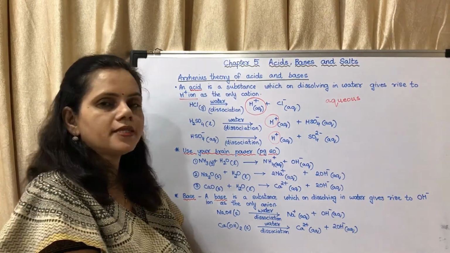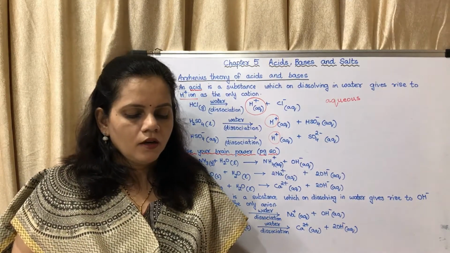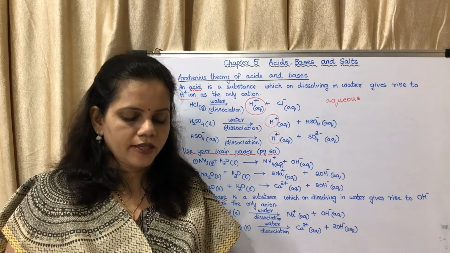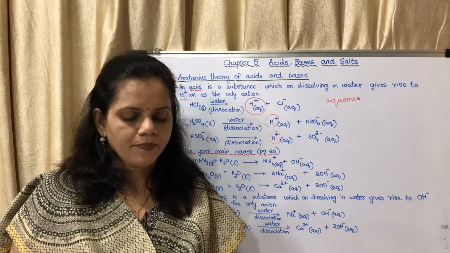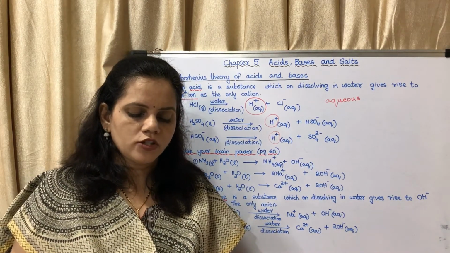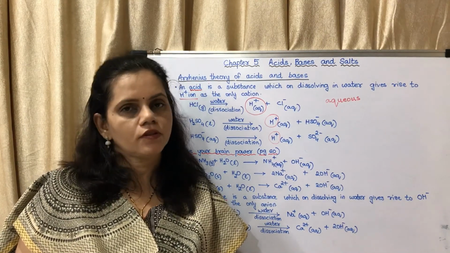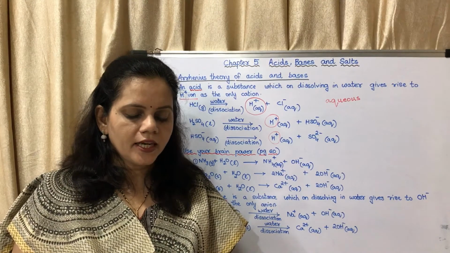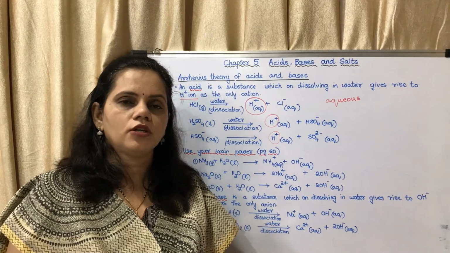Now on page number 60, there is a use your brain power question. What are the names of the following compounds? They have given 3 compounds. The first one is ammonia, second is sodium oxide, and third is calcium oxide. When the above compounds are mixed with water, they combine with water and then undergo dissociation. Complete the table by showing the ions formed by their combination with water.